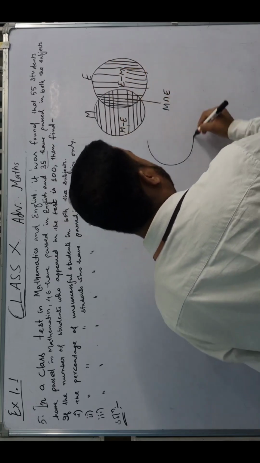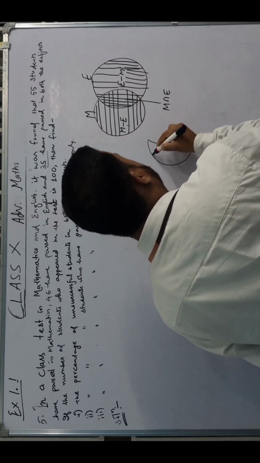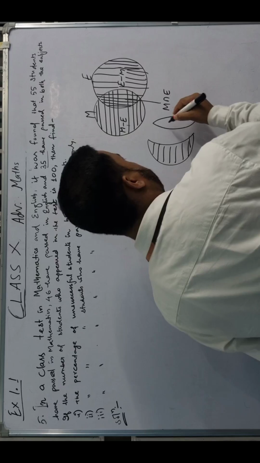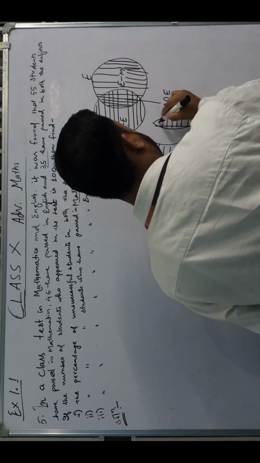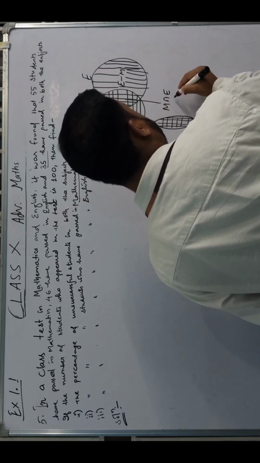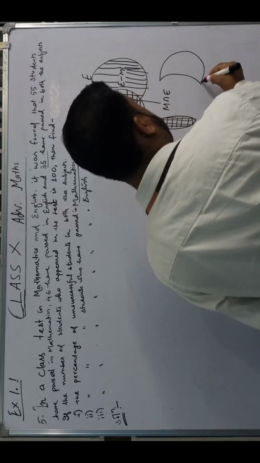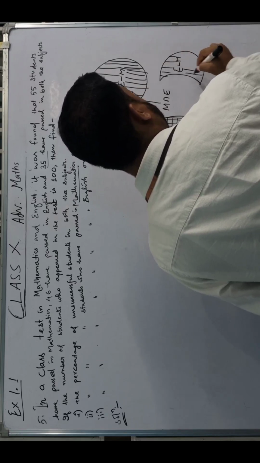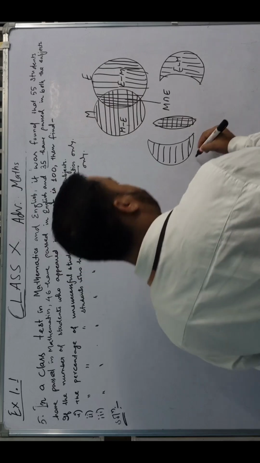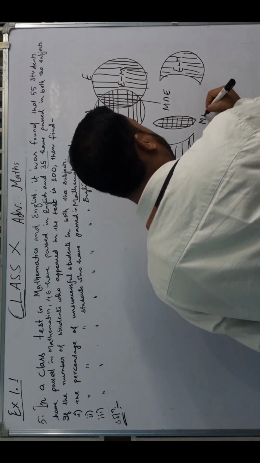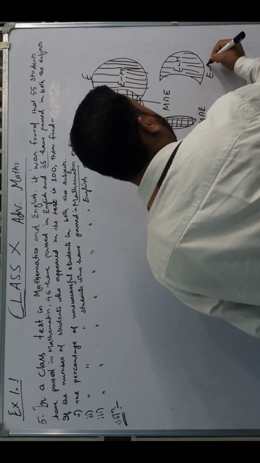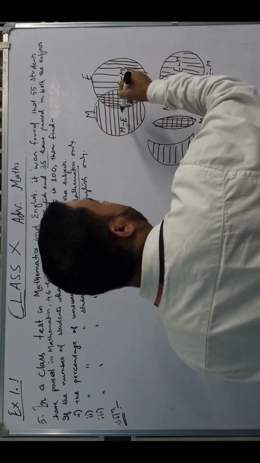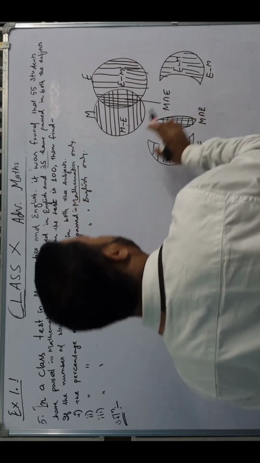You see, if you draw the Venn diagram, it will be very clear to you. Okay, this is M difference E, this is M intersection E, this is E difference M. And as a whole, this whole part will be what? This whole part will be M union E.